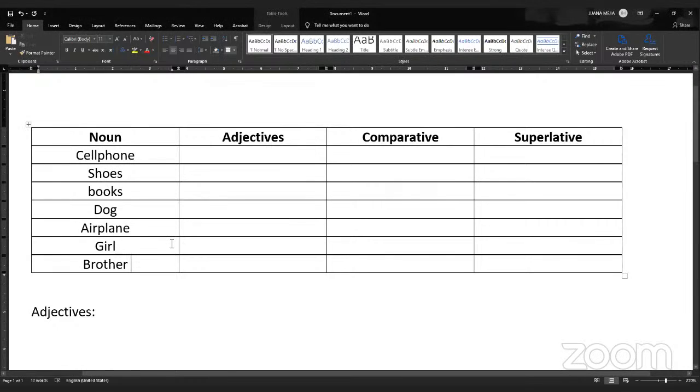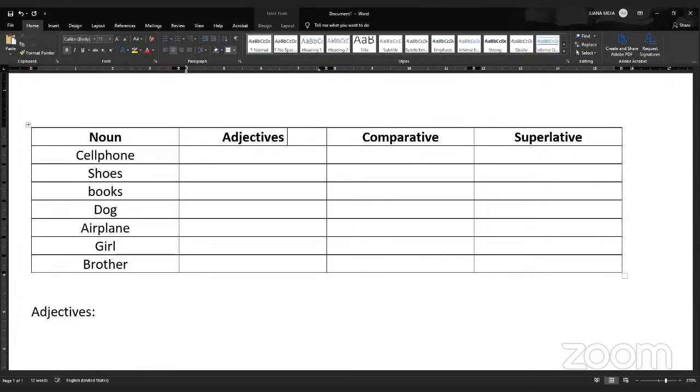Well, guys, in column number 1, we have the nouns. Remember, nouns: people, animals, or objects. In the example, we have cell phone, shoes, books, dogs, airplane, girl, and brother. In the next 3 columns, we have something related to the adjective. You see? In column number 2, we have the adjective. Remember, an adjective gives more information about a noun. Adjectives describe a noun.